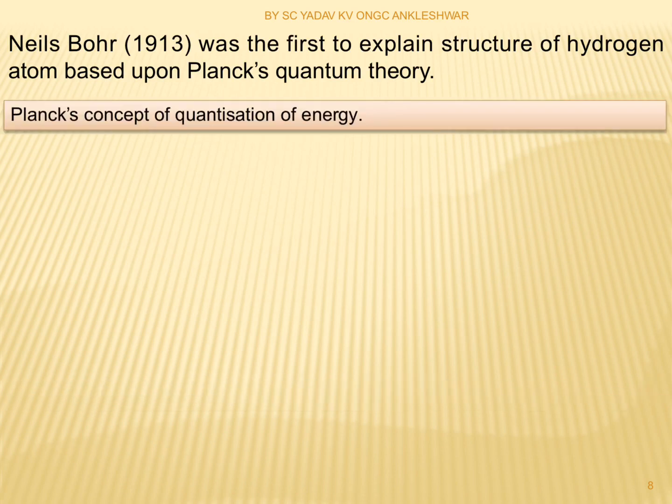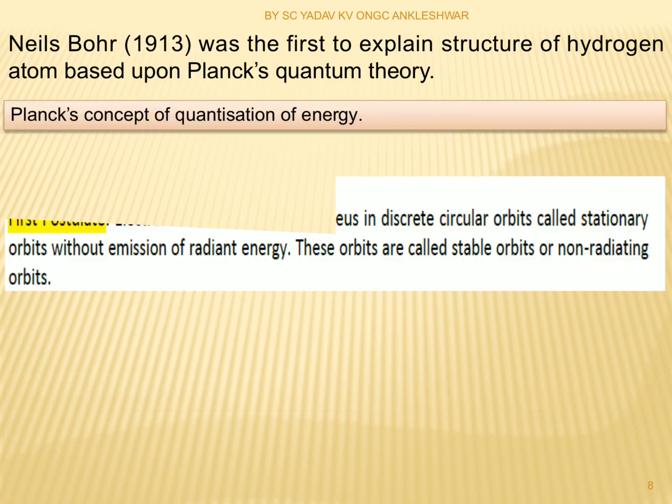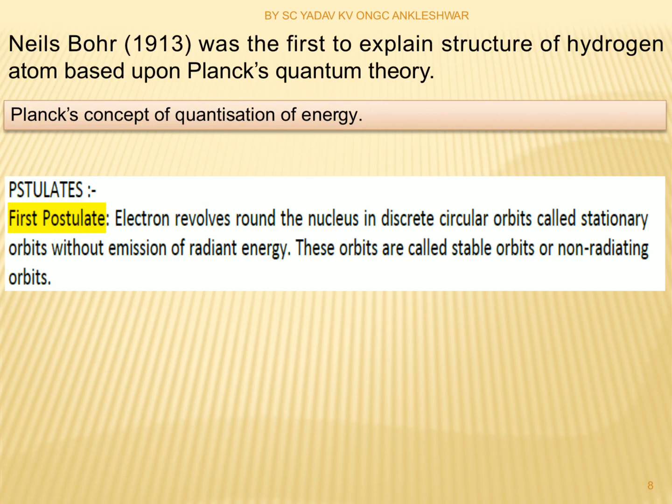The first postulate is: electron revolves around the nucleus in discrete circular orbit called a stationary orbit without emission of radiant energy. It is a very important point because in Rutherford model of atom you studied that the electron is revolving around the nucleus, and according to the electromagnetic theory of radiation, it was said that the charged particle which is in accelerated motion should radiate energy, should release energy in the form of radiation.